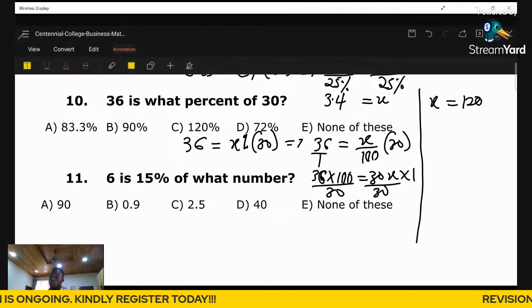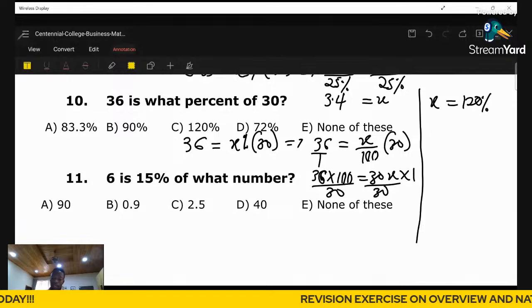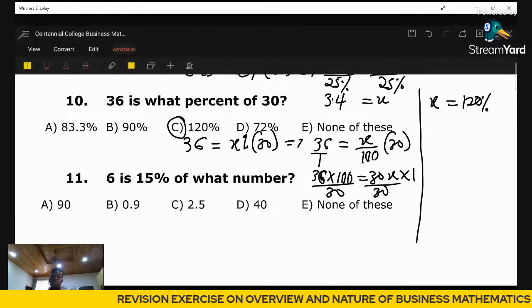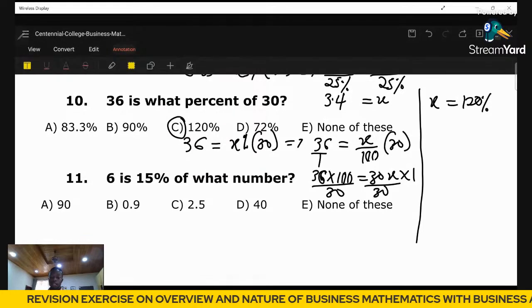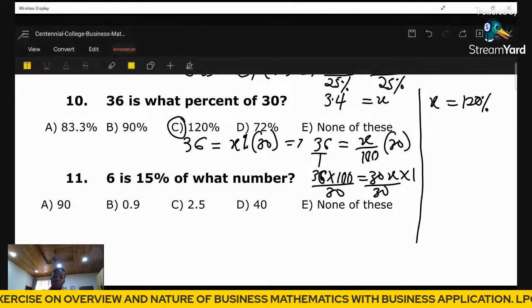And remember, 120 should be what in percentage? 120%. And that's going to give us option C. So let's take note of that. Let's go on to question number 11.